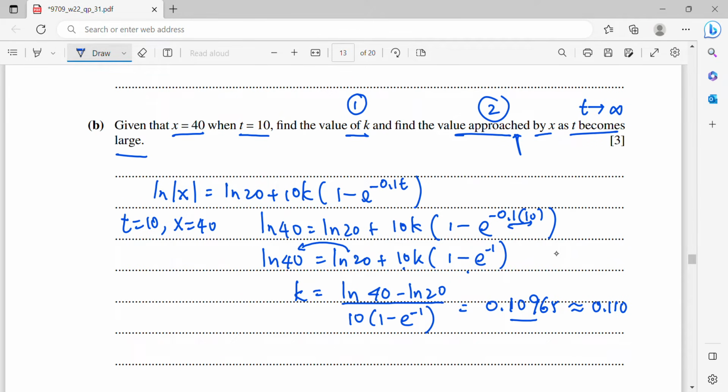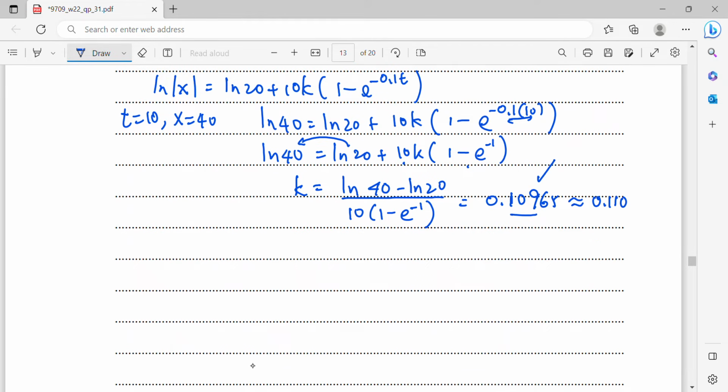So when you need to do calculation for the next part, we are going to use the previous value, okay, more accurate. So from here, you need to get the x. You need to check the behavior of the x when the t becomes infinity. So I will rewrite my solution. So ln x equals ln 20 plus, okay, 10k. So for this 10k, do not use this, but use the previous value. So where times by 10, it will be 1.0965. Okay, there is a 10k, then 1 minus e negative 0.1t.